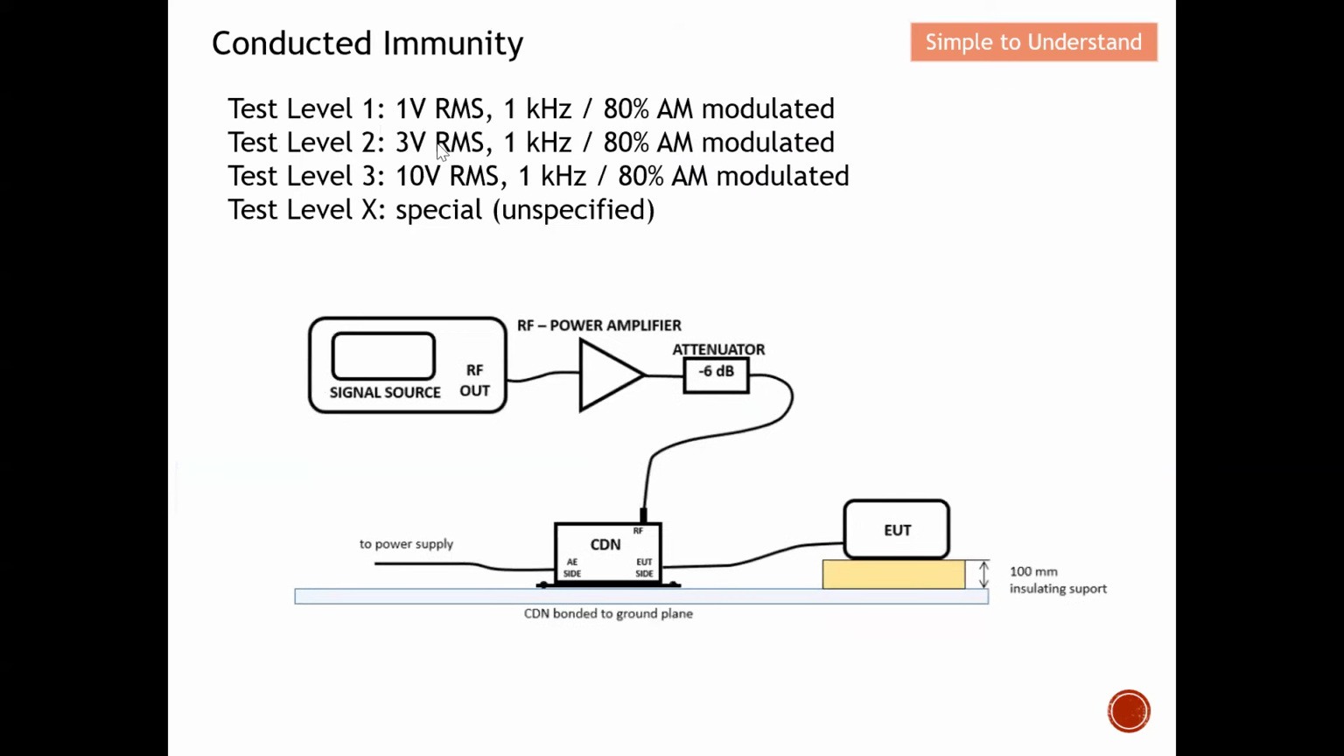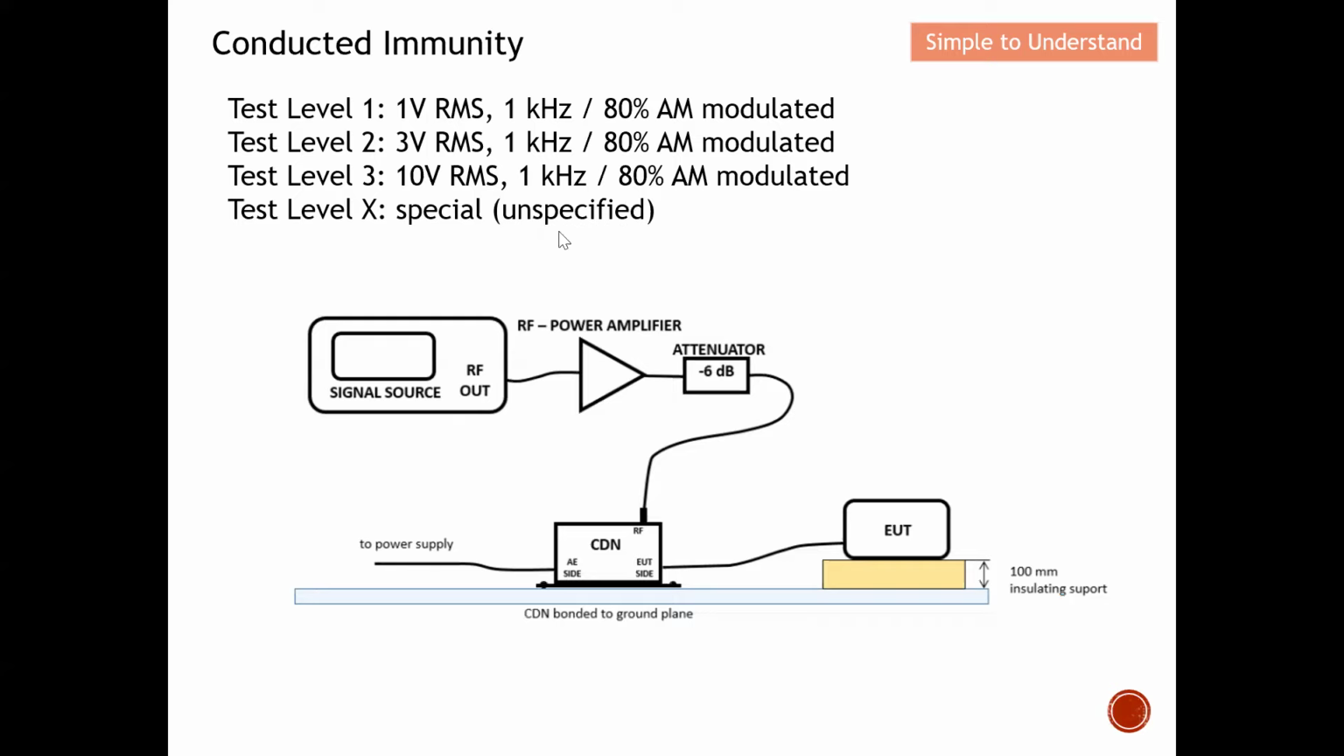There are mainly three forms of test level, but you also have test level X. Test level 1 is 1 volt, which is 80% AM modulated. So what you need to do is 1.8 multiplied by 1, which means it is 1.8 when you do this AM modulation here. So you can see from here there are three test levels. The last test level is X, which is a very special one, which is unspecified.